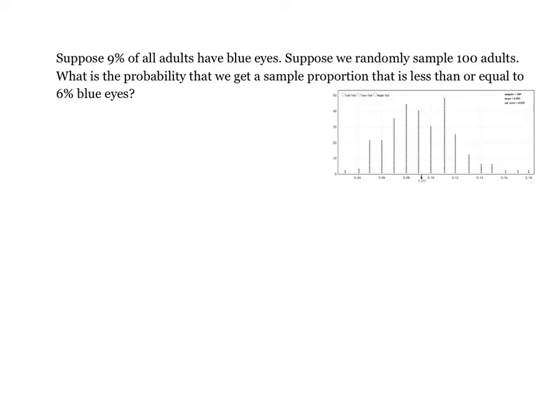This says, suppose 9% of all adults have blue eyes. Suppose we randomly sample 100 adults. What is the probability that we get a sample proportion that is less than or equal to 6% blue eyes? So they've told us that out of all adults, 9% have blue eyes. They're telling us p, okay? That the population parameter for blue eyes is 9%. And then it's telling us we're going to sample 100 people from that population. And what I want to know is, what's the chance that I get a sample that ends up being less than or equal to 6%?